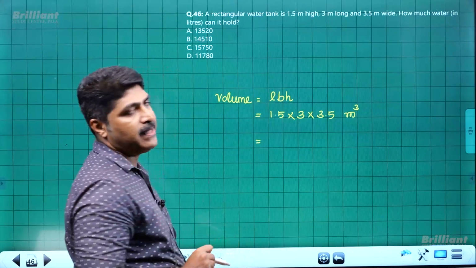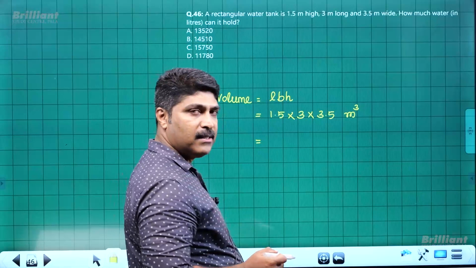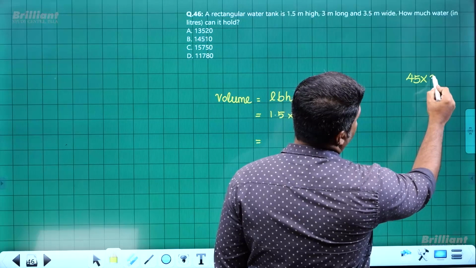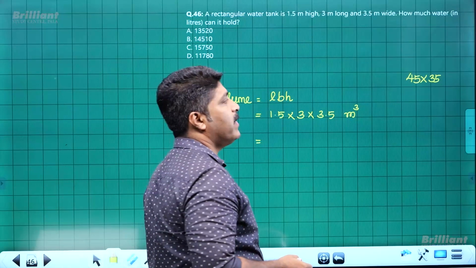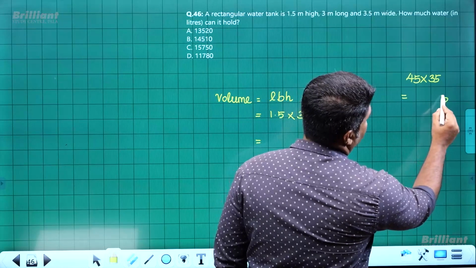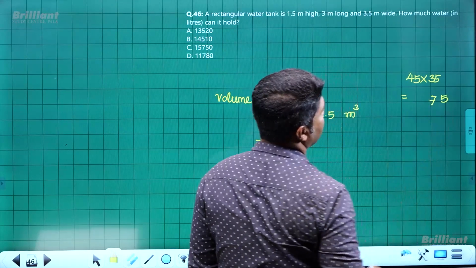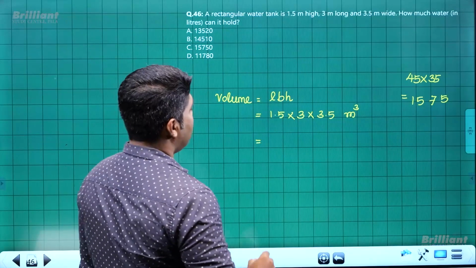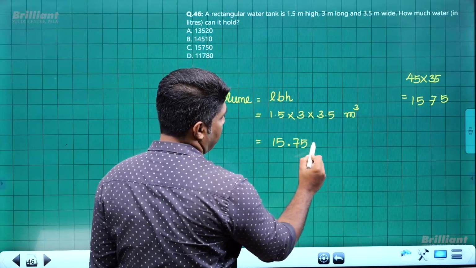While we are multiplying this, how to do the multiplication here? Just do it. 15 into 3, that is 45. 45 into 35, you have to do it. So how to do this one? The simplification will be like this: 5 into 5, 25. 15 plus 2, 7, 37 is there. 3 is there. So that's equal to 12 plus 3, 15. So this is 1575. Put the decimal values here, this is 15.75 meter cube.